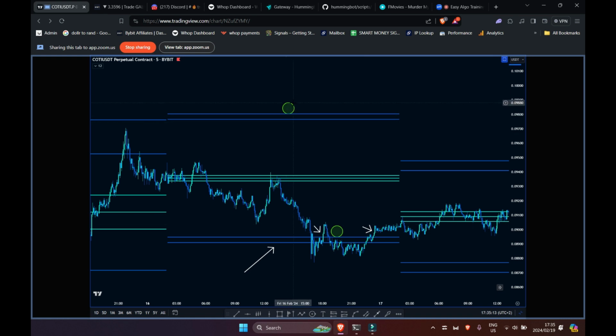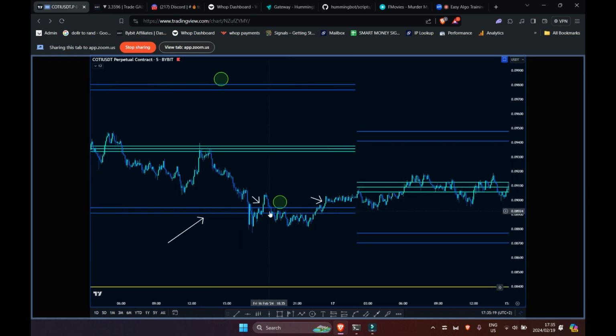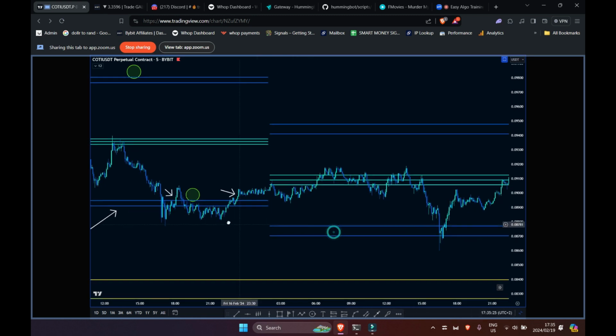If price breaks out of them and we're on an uptrend in a bullish market, this is going to be one of our great entries. And the same thing over here. If it breaks in, this is going to be our great entry. So we could have entered over here or over here as a re-entry.